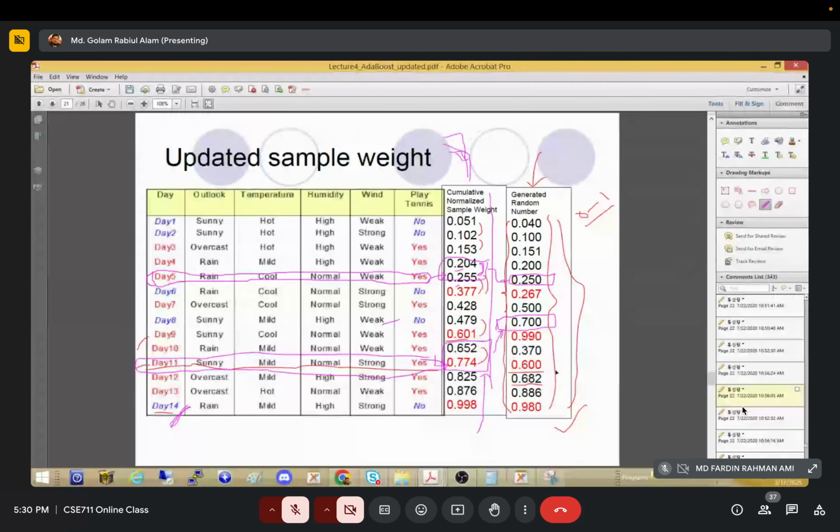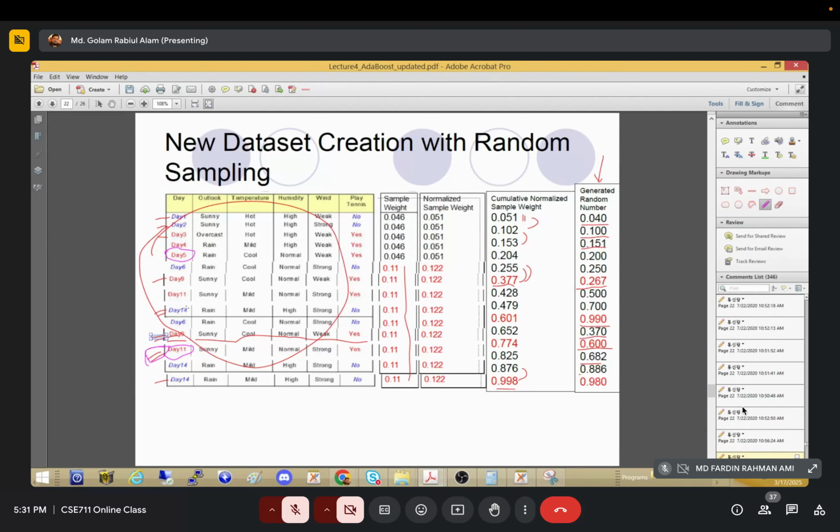Similarly, we take another one, maybe 0.886. You can see 0.88 will be within this interval. So we got that, and then find the upper bound. This is the upper bound, and this is the instance that belongs to the upper bound. So we have to copy this one and paste it. That is day 14, which we paste here.